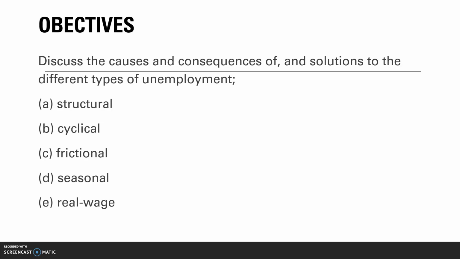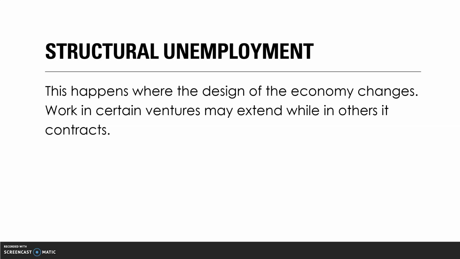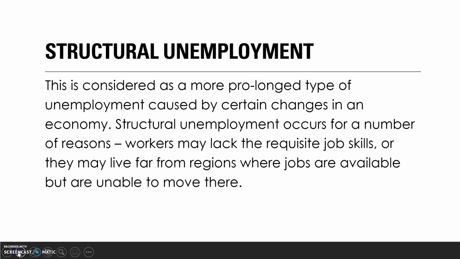Now, there are different types or causes of unemployment. This includes structural, cyclical, frictional, seasonal, and real wage unemployment. Now, with structural unemployment, this happens where the design of the economy changes. So work in certain areas or ventures may extend, while in other areas it may contract. So this is considered as a more prolonged type of unemployment, and it's caused by certain changes in the economy.